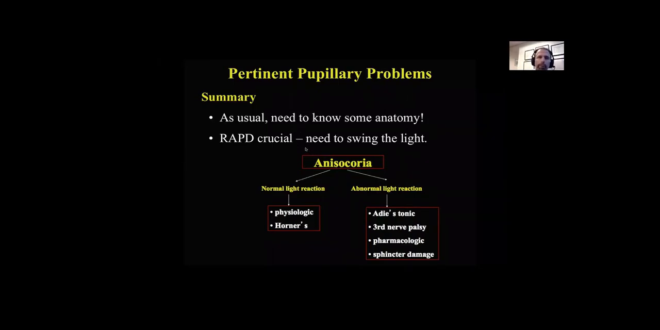What does PERLA stand for? Pupils are equal and reactive to light. The reason I hate PERLA, and I'm not sure if that's used in other countries, is that in the US it's a phrase, and they often add the A at the end, for accommodation, a phrase that means I looked at the pupils and they were fine. The problem is that pupils can be PERLA and there can be a relative afferent pupillary defect, so I discourage using that entirely.